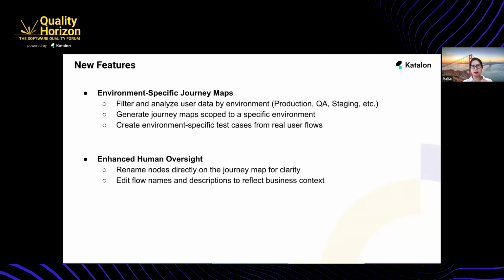And this is an AI solution, but we still want to keep the human in the loop. So we have introduced some capabilities to get your feedback, in a way that you will be able to rename the nodes on the user journey map. And you can also edit the flow names and descriptions so that those artifacts are more in alignment with your expectation. If the terms are strange to you, no worries, I will show you in the live demo.